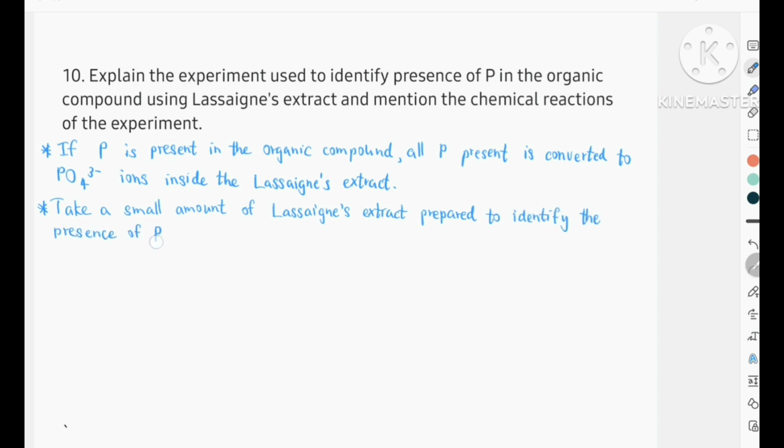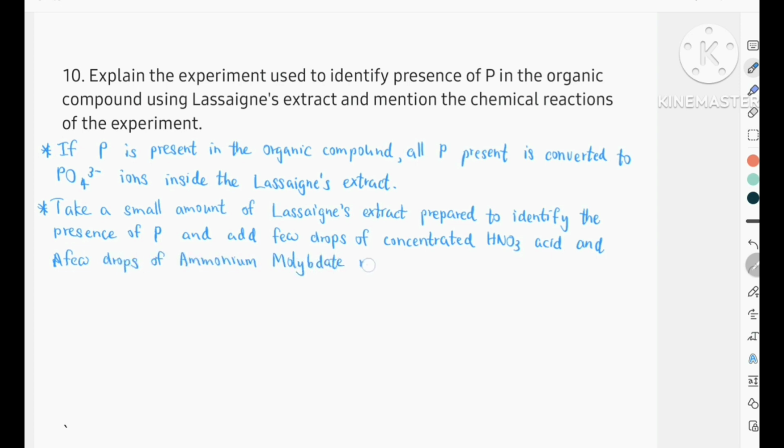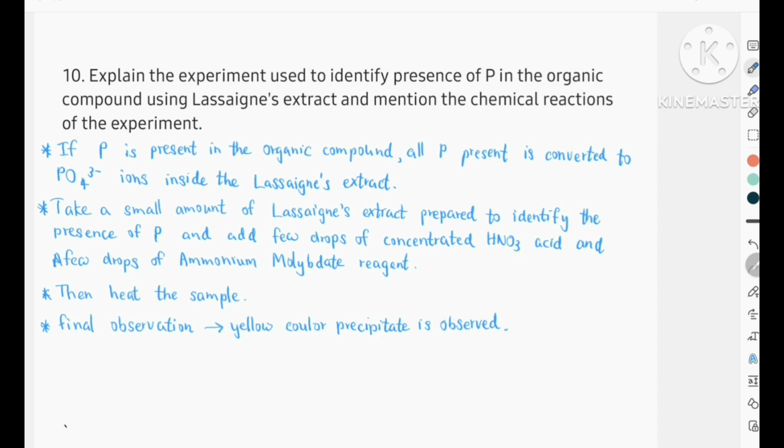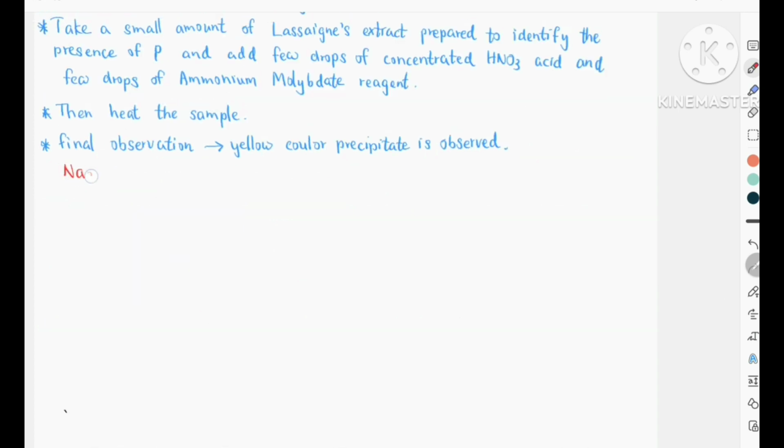Take a small amount of the Lassaigne extract prepared to identify the presence of phosphorus and add a few drops of concentrated nitric acid and a few drops of ammonium molybdate reagent. Then heat the sample. The final observation of this experiment is a yellow colored precipitate.